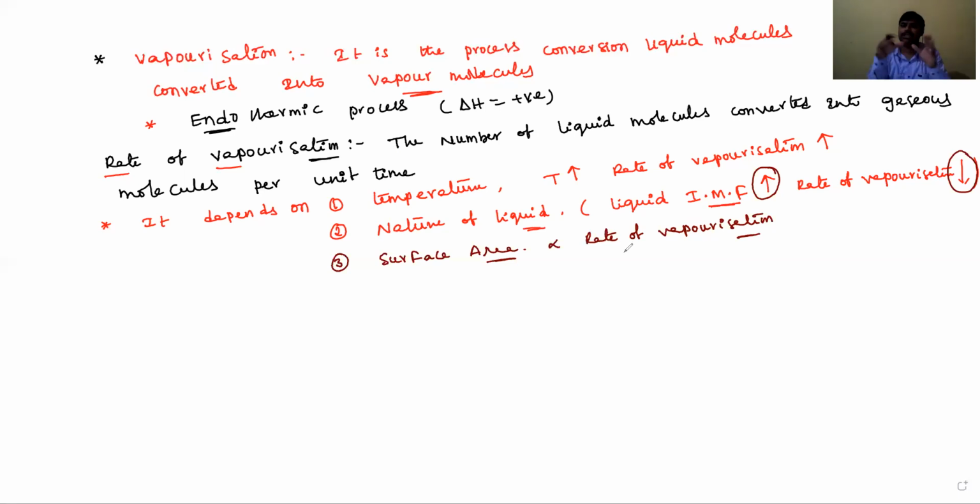What is vaporization? Just listen, dear students. Vaporization means the conversion of liquid molecules into gaseous state molecules, liquid molecules into vapor molecules, which is nothing but gaseous molecules. Now the rate of vaporization means we express that vaporization in a certain time period. How many liquid molecules are converted into gaseous state or vapor state molecules is known as the rate of vaporization. This rate of vaporization depends on temperature, nature of liquid and surface area. Okay, students.